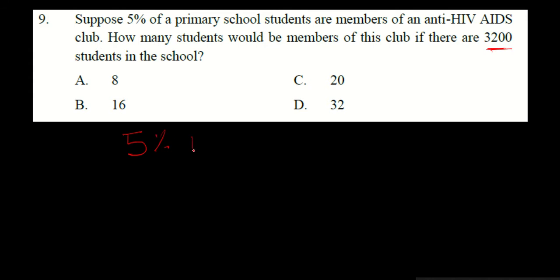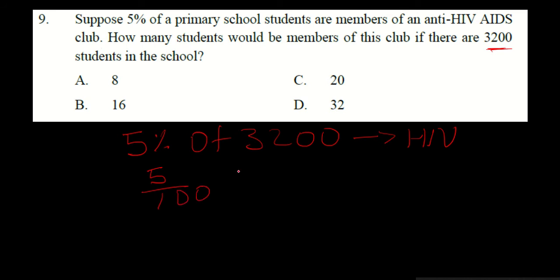5% of the 3,200. These are the anti-HIV club. So 5% means 5 over 100, multiplied, because "of" in mathematics means times, 3,200. So we can cancel the zeros here. And then 5 times 32 will be 160. You can multiply and check it. So there must be 160 students participating in the anti-HIV club. So the answer must be B.